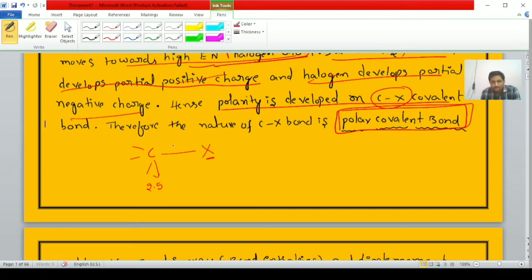Okay, students. Due to this reason, the shared electron pair between the carbon and halogen atom shifts towards the halogen, hence developing partial positive and partial negative charges. Hence polarity is developed on the carbon halogen covalent bond, so it is a polar covalent bond. Clear, students, this is the general rough structure of the polar nature of the covalent bond.